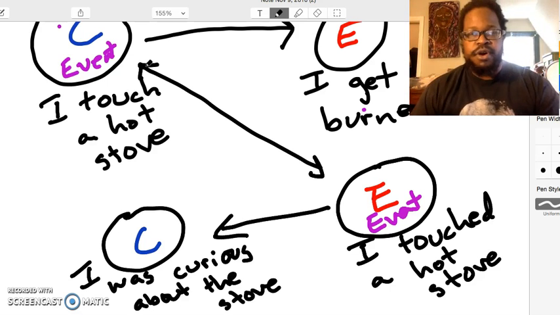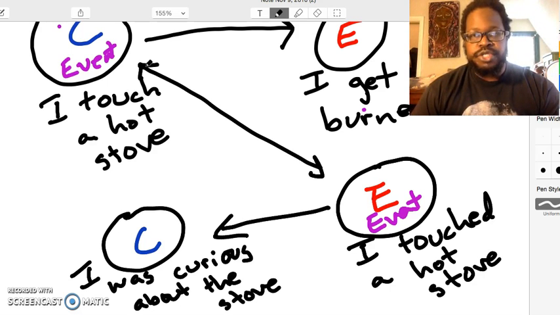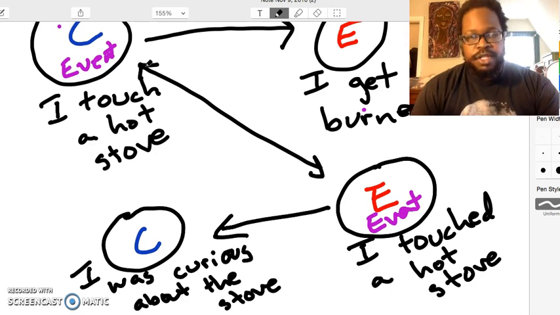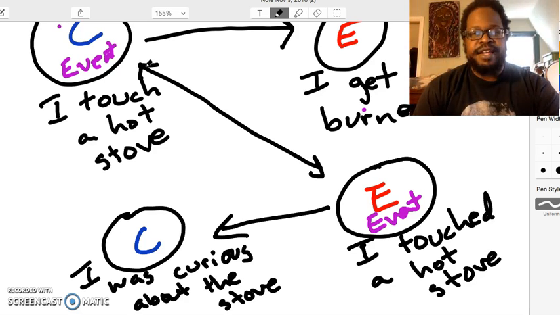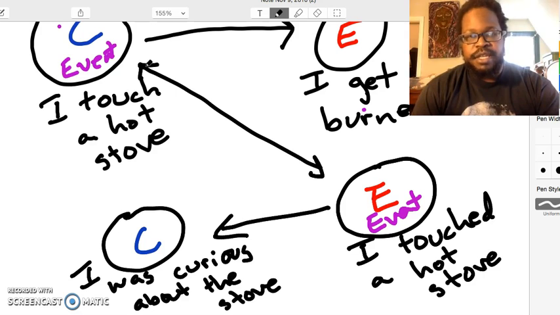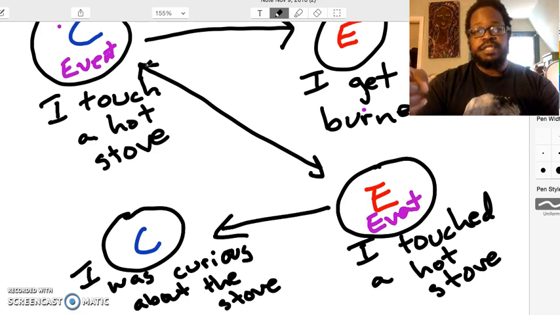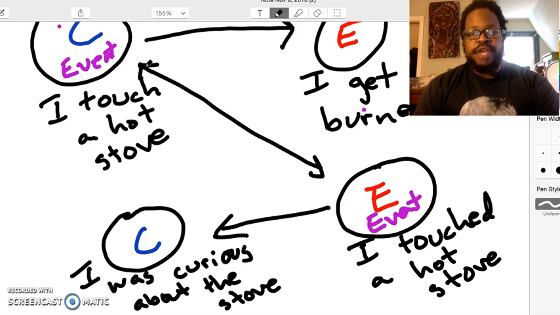Oftentimes, when we think about cause and effect, we think about things in what's called a causal chain, and we'll think about that term a little bit later on. Causal chain is kind of like a pared down version of the butterfly effect, right? And that came up in class the other day, how one thing leads to the next thing, leads to the next thing, leads to the next thing. And that's also true in real life situations.